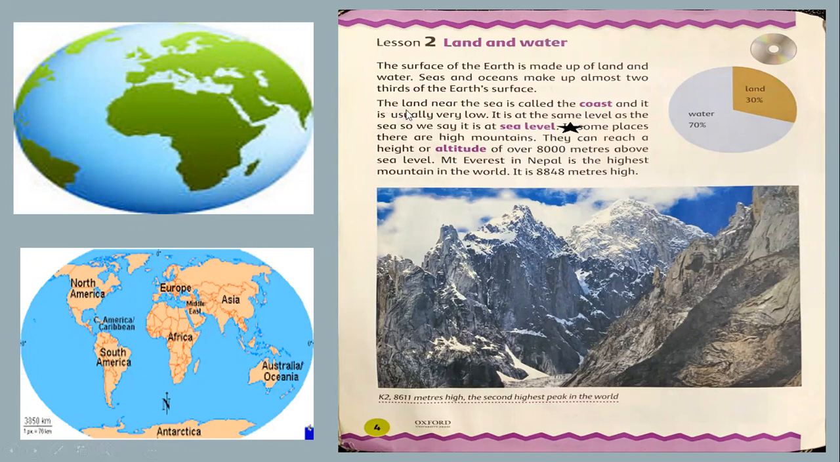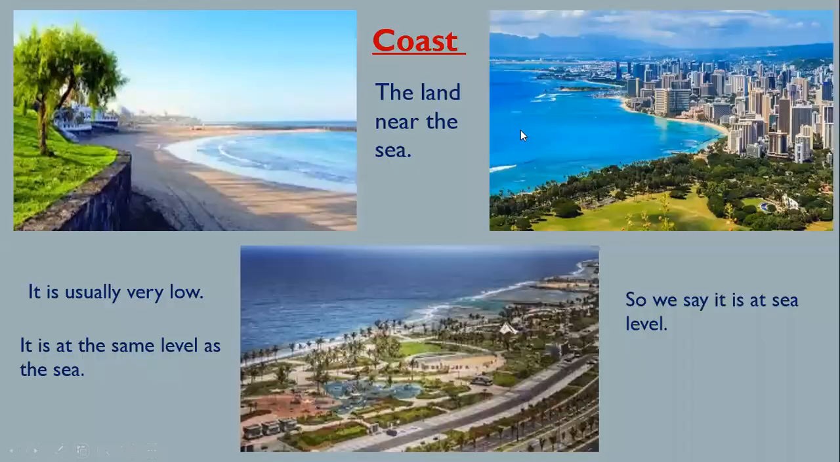Okay, the land area, the land near the sea, is called the coast. It is usually very low. It is at the same level as the sea. So we say it is at sea level. Look, this bold and purple: coast and sea level. What are these? Okay, let's go here.